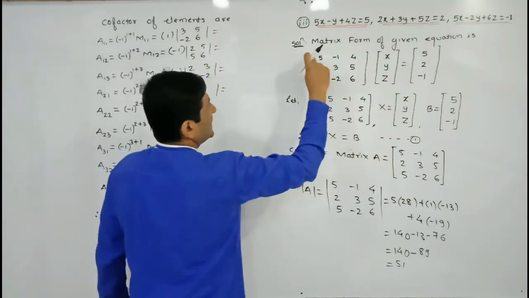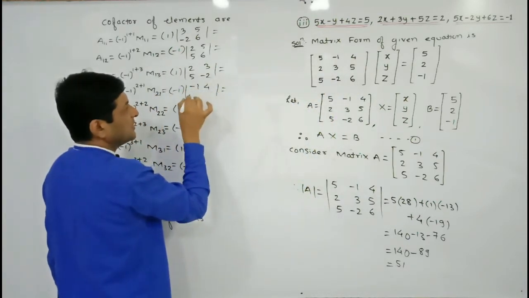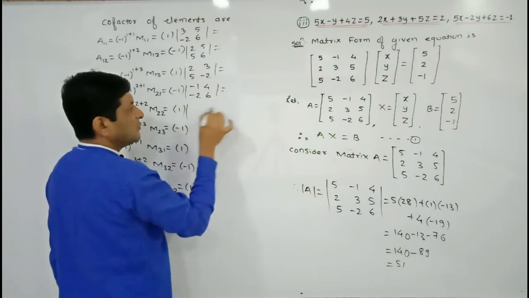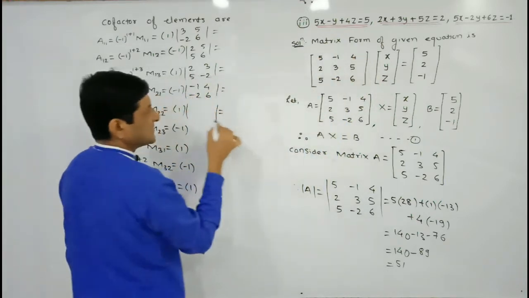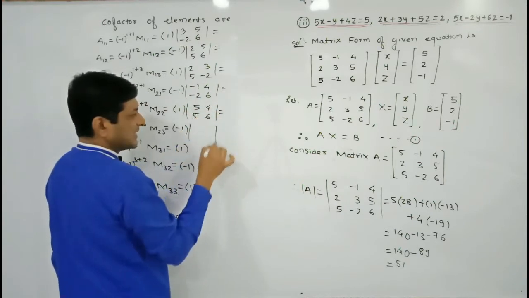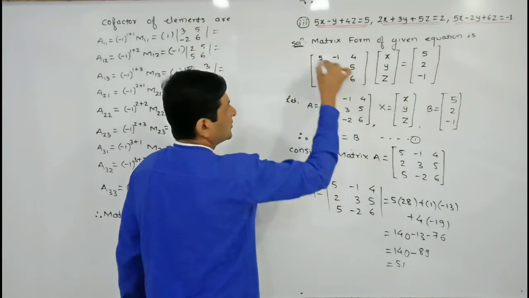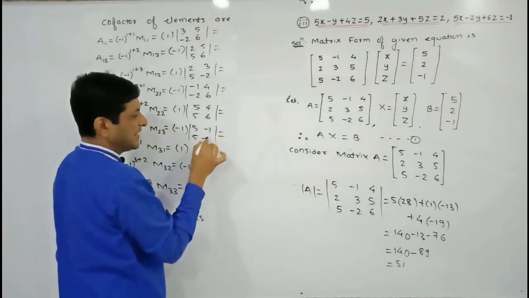Delete the second row, first column. See what we will get: minus 1, 4, minus 2, 6. Now delete the second row, second column. 5, 4, 5, 6. Now delete the second row, third column. 5, minus 1, 5, minus 2.